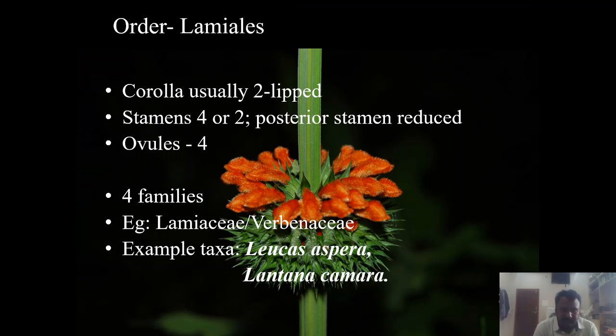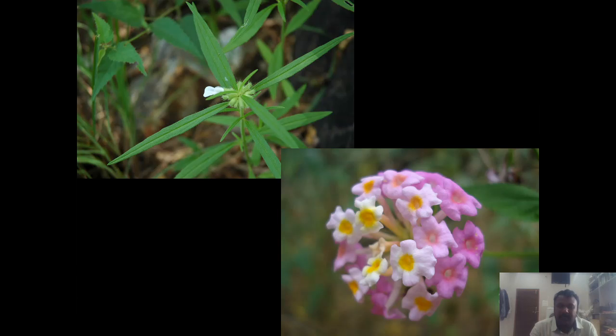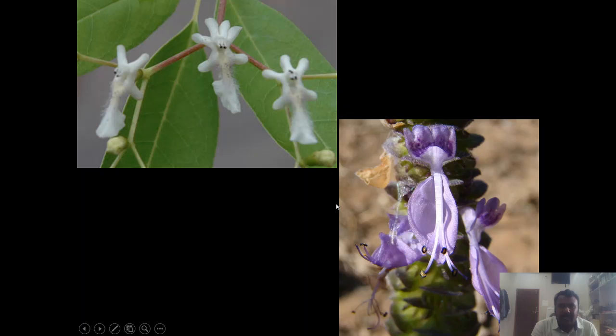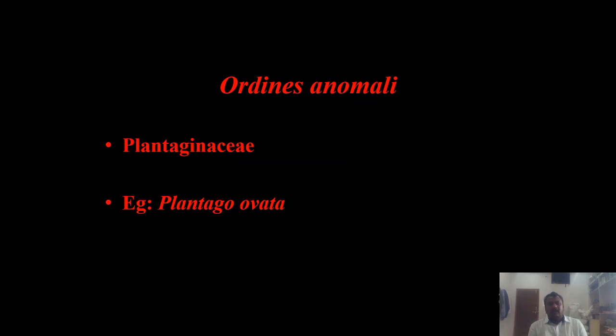Lamiales. Corolla usually tubular, stamens 4 or 2, posterior stamens reduced, ovules 4. 4 families were recognized. 2 of the examples here, Lamiaceae and Verbenaceae. Example taxa, Leucas aspera and Lantana camara. You can see here Leucas and then Lantana camara. Again Vitex, another one is Plectranthus. Again, one family here, Plantaginaceae, under Ordines anomali. Plantago ovata.